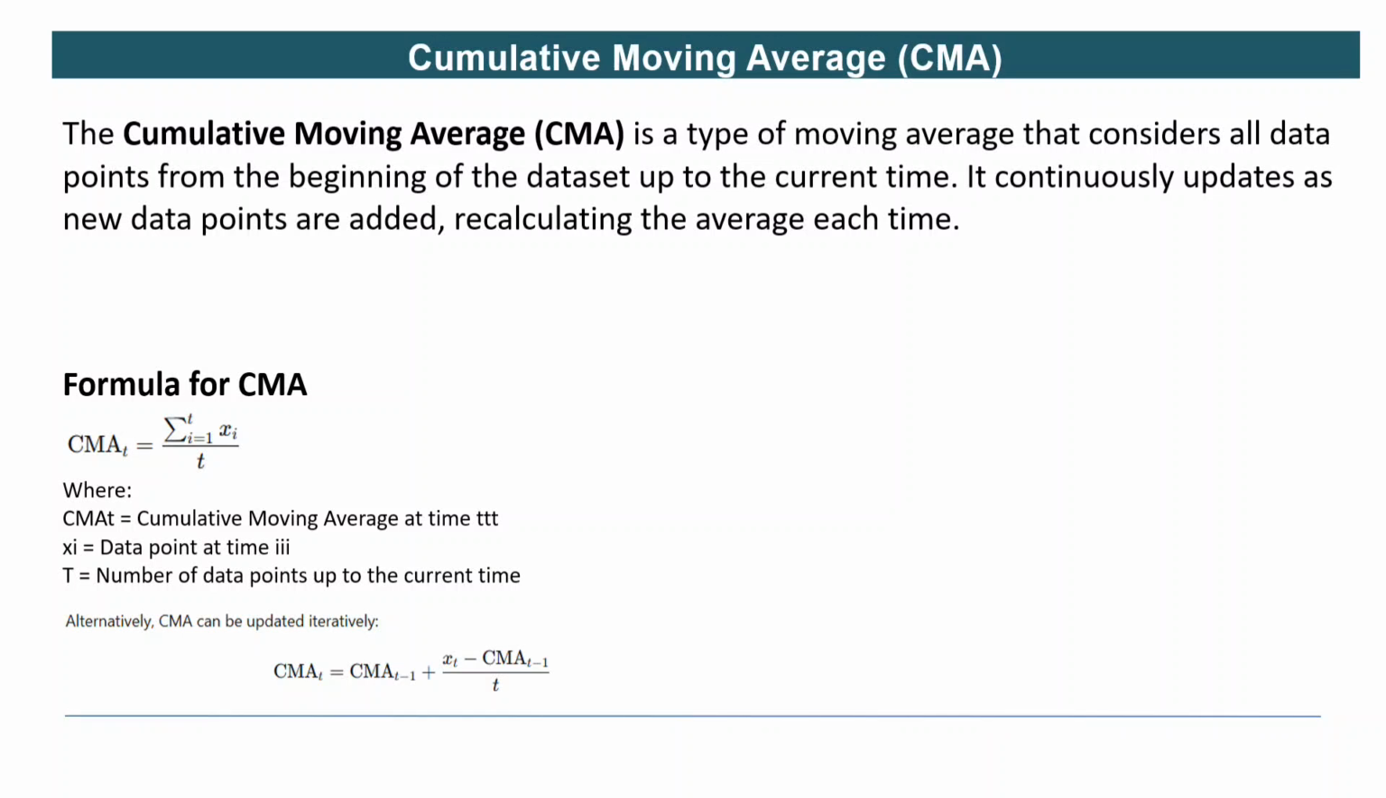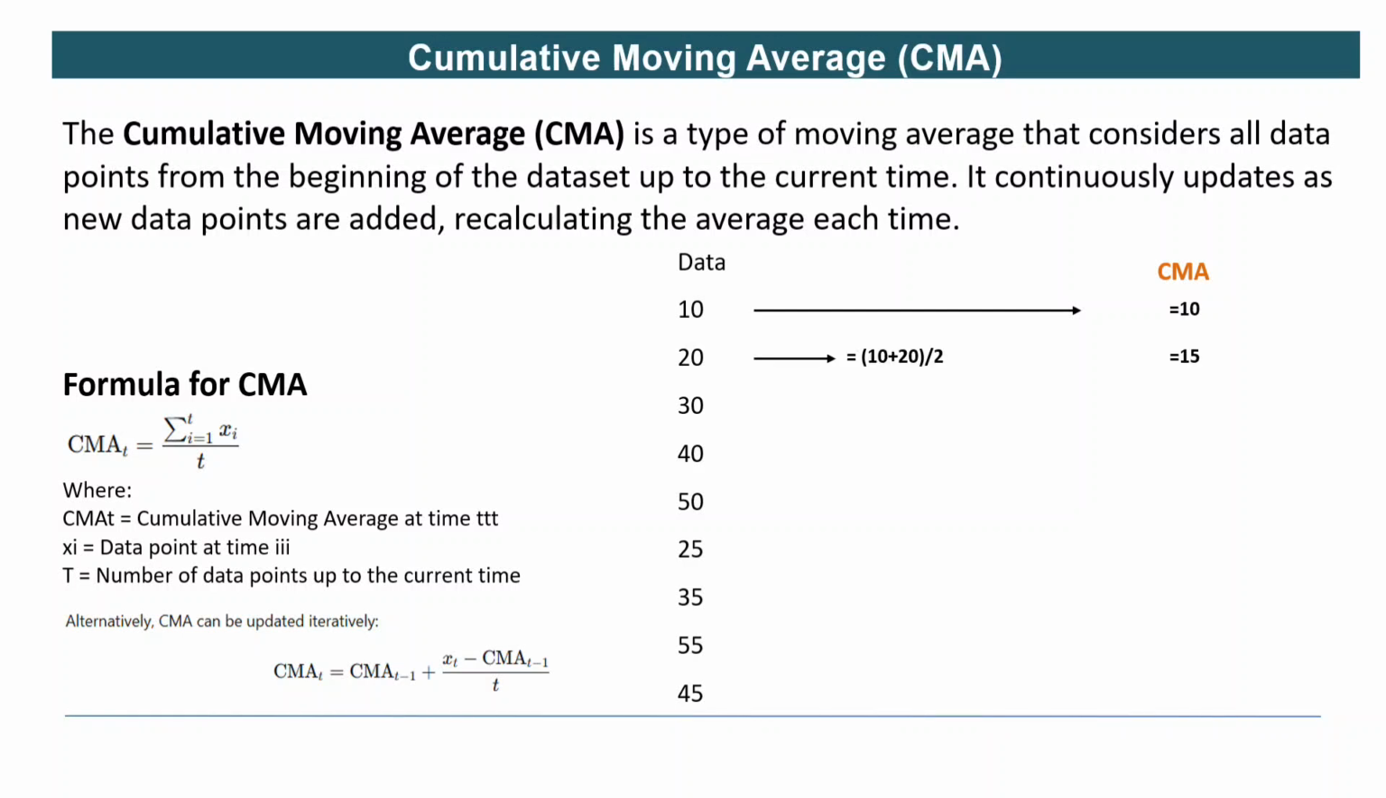Now let's understand this formula with the help of sample data. Here I have sample data: 10, 20, 30, 40, 50, 25, 35, 55, 45. These are my data points. So how do I calculate cumulative moving average? The cumulative moving average for the first data point will be the data point itself. For example, in this case, 10 becomes the cumulative moving average because 10 divided by 1 will give you 10 only. But for the second data point, 10 plus 20 divided by 2 is 15.